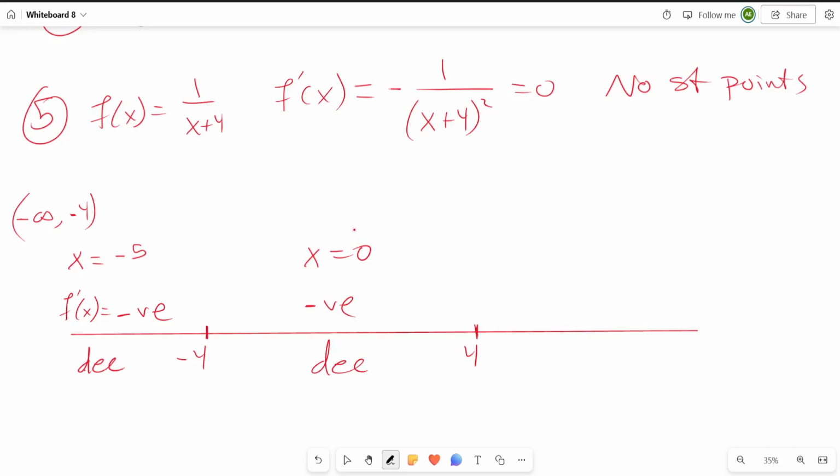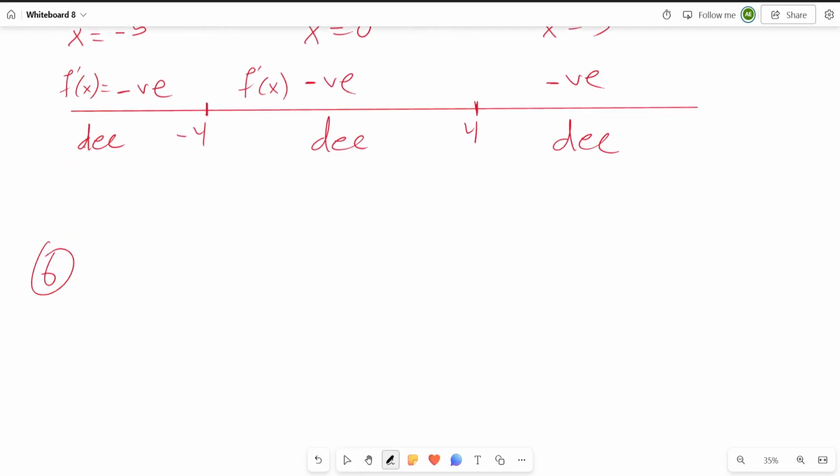Since there are no stationary points, there are no points where the gradient changes its sign. So I would expect that f dash of x everywhere is going to have the same sign, because f dash of x changes the sign from negative to positive or vice versa only after a critical point or after a stationary point. Okay? So let's test a point over here. Let's say x equals 5. Again, 5 plus 4 is going to be 9. -1 over 9 squared is going to be basically a negative value. So this is also decreasing. Now I finished part 5.